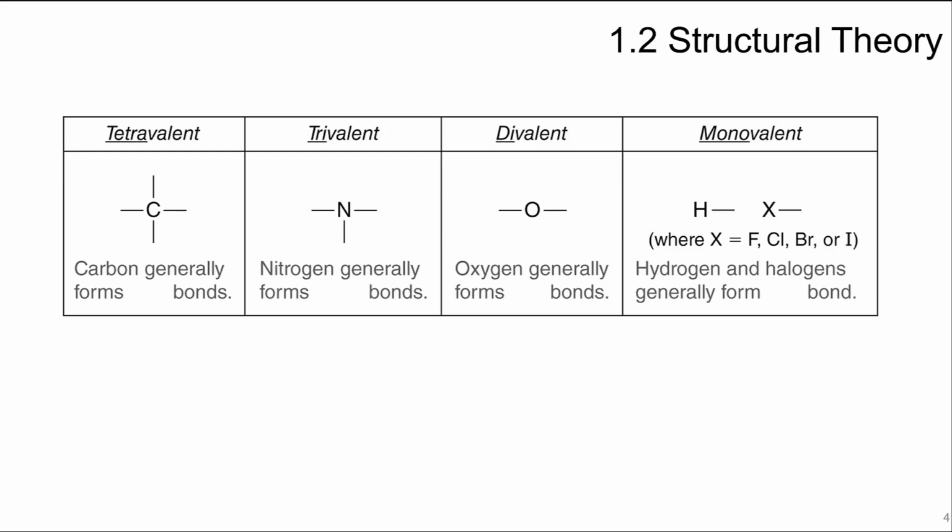So carbon is tetravalent, which means that it forms 4 bonds. Nitrogen is trivalent, it forms 3 bonds generally. Oxygen is divalent, it forms 2 bonds. Sometimes we will look at sulfur, which is just under oxygen in the periodic table, and it does the same thing, it forms 2 bonds. Monovalent compounds like hydrogen or the halogens form only 1 bond. So these are the atoms that are commonly bonded to carbon. So the nitrogen, oxygen, hydrogen, and the halogens.